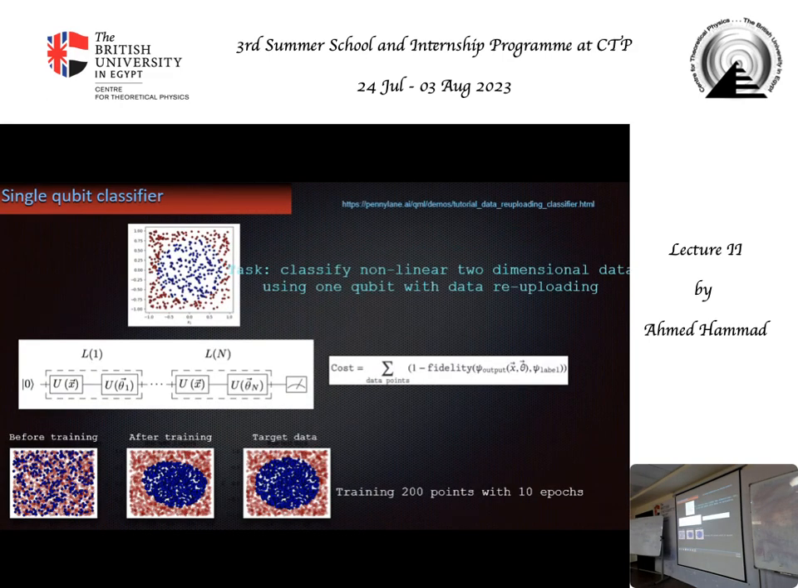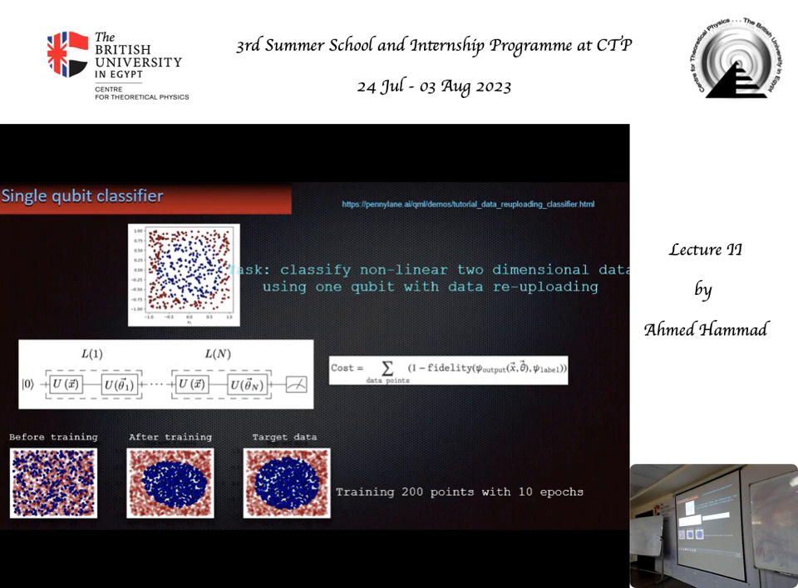So this is an example, and you can find it on the website of PennyLane, which is powered by the Xanadu company. You can go there and try this yourself. We have two-dimensional data with two classes, a blue class and a red class. And as you can see, it is obviously nonlinearly separable data, so we cannot find a line that separates the blue and red data.